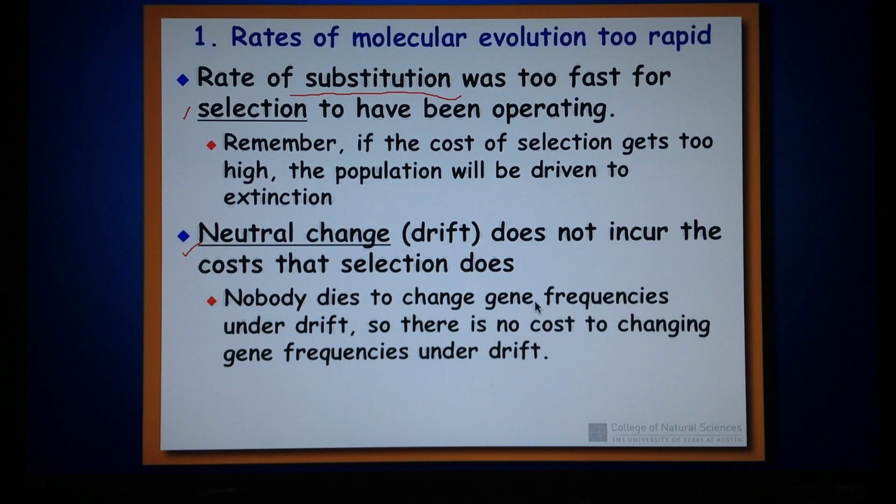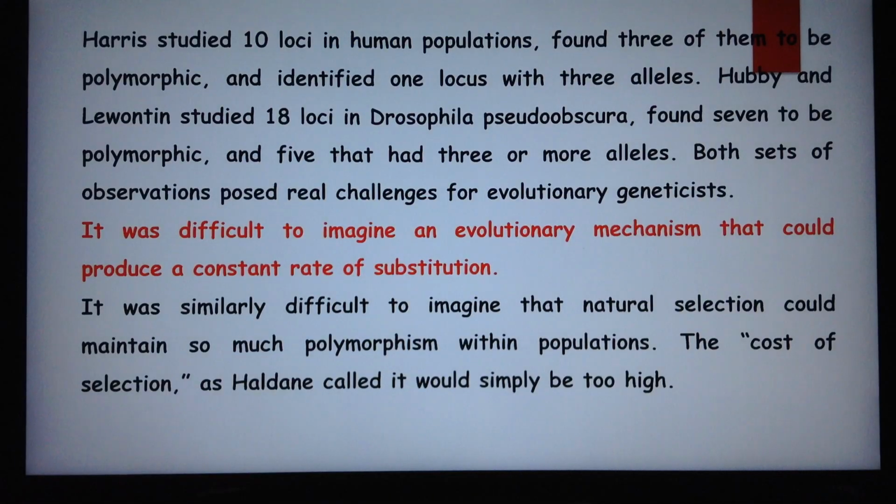So neutral change is not selected. Nobody dies because of changes in gene frequencies under drift, so there is no cost of changing gene frequencies under drift. So neutral evolution is the ongoing process which is happening in the genome.